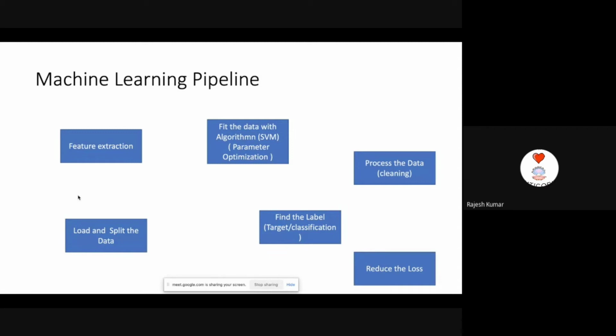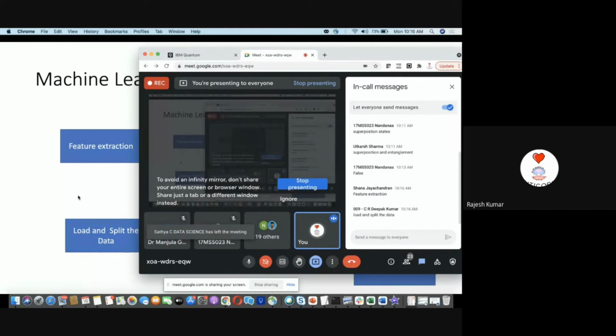So when it comes to the machine learning pipeline, we are all aware that we deal with data, right? We try to extract some pattern from the data, isn't it? That's what we do. So now let me ask this question. How many of you are new to load and split? Exactly, Deepak, feature extraction comes after load and split, but a good start.